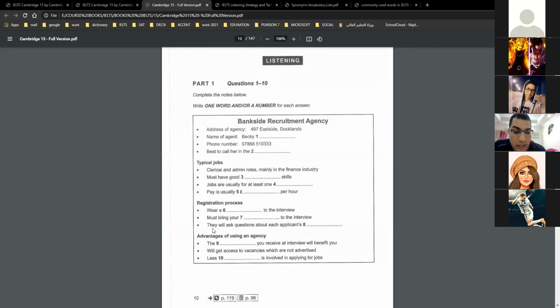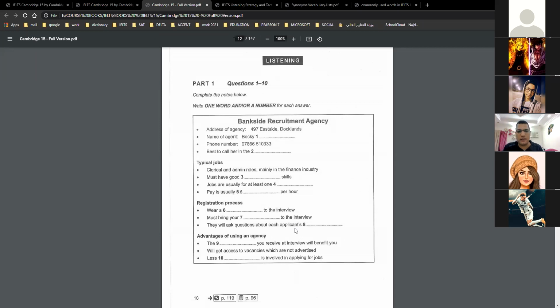Number eight, they will ask questions about each applicant. The applicant, guys, is the person who wants to get the job. They will ask questions about applicants. People. Yes. CV. Background, documents. Background, excellent. CV, good. What else? Overview, perfect. Yes, you are right, Yusuf. Maybe experience, right? Maybe career. Skills. Yeah, skills, Abdurrahman, you are right.